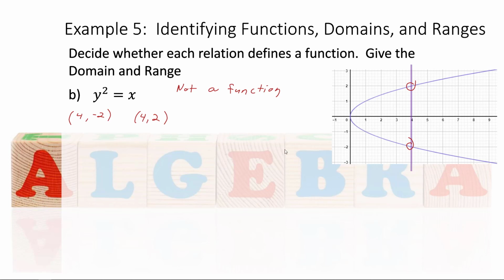Now, what is its domain? Well, notice here the graph starts at 0 and goes all the way up to infinity as far as x is concerned. So the domain is going to be the half open interval from 0 to infinity. And then the range, well, notice here that the outputs can go all the way up to infinity and all the way down to negative infinity. So the range will be the entire real line.